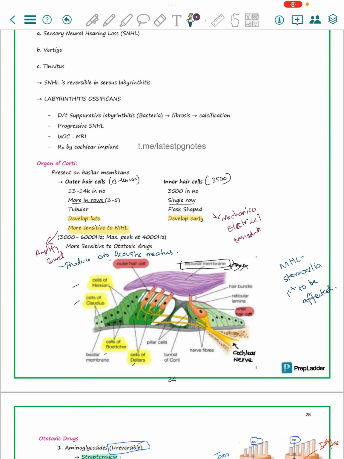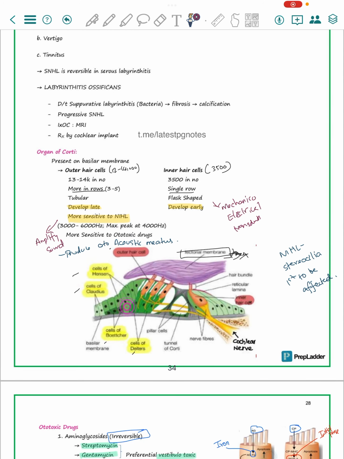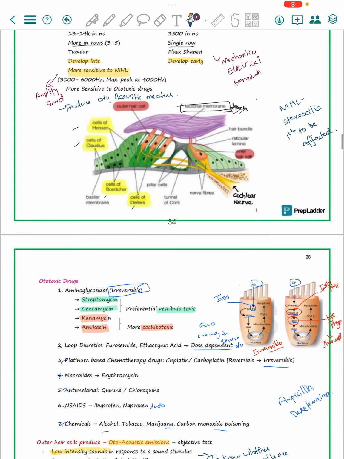The inner hair cell develops early. It is flask shaped, whereas the outer is tubular shaped. The outer hair cell is more sensitive to NIHL. Very important, guys. So the outer hair cell will be damaged by noise induced hearing loss. In NIHL, the stereocilia, the finger-like projections of the outer hair cells, are affected.